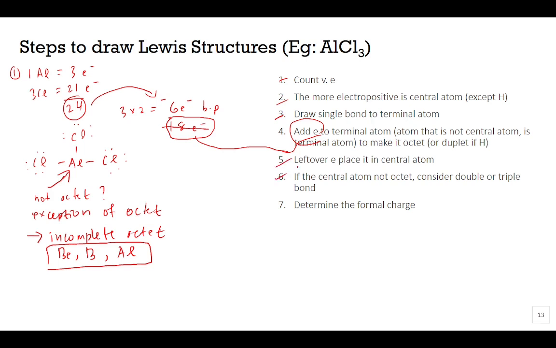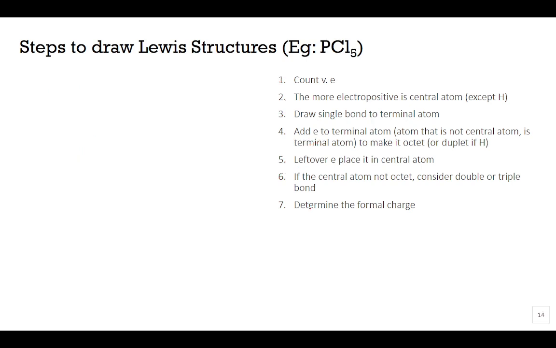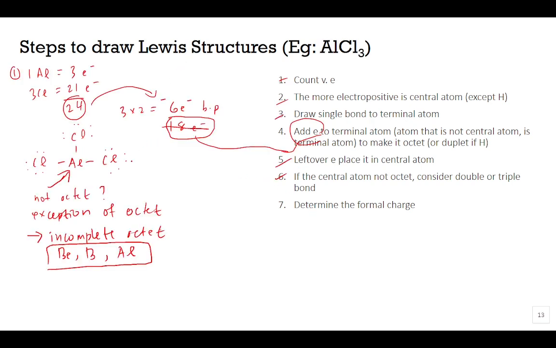Step 7, determine the formal charge. It is the same thing, but this one is not hydrogen, so we need to calculate. The formal charge for Cl equals the total valence electrons for Cl, which is 7, minus lone pair electrons, which is 6, plus half of the bonding pair. The bonding pair is 2. So 7 minus 7 is 0. When it is 0, it means it is stable. So this one is 0, 0, 0, and all these are identical.